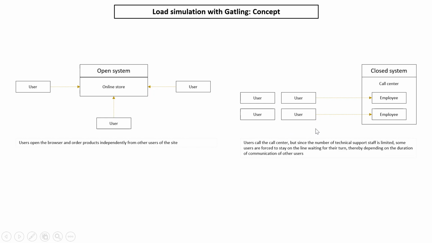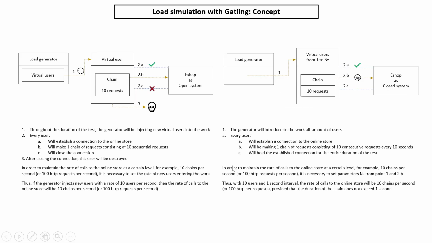So, to sum up, open systems do not have control over the rate of the users which connect to them, but closed systems have such control. Before starting to test any application, it is necessary to define which type of system it belongs to. Choosing the wrong model leads to incorrect results, because the behavior of virtual users will not correspond to the behavior of real users which interact with the application in real life. Since our testing object is an online store, it is necessary to test it only as an open system. But in order to demonstrate and expand our horizons, we will test it as a closed system too.